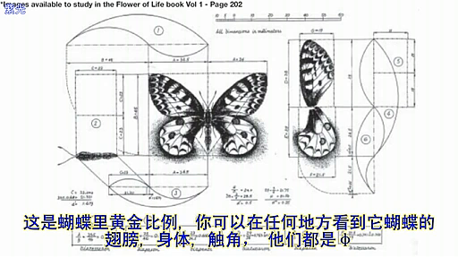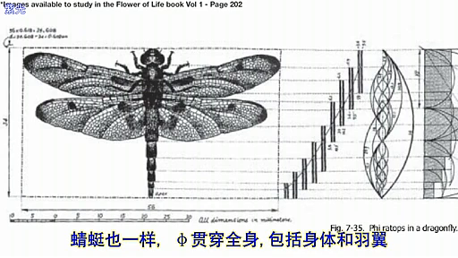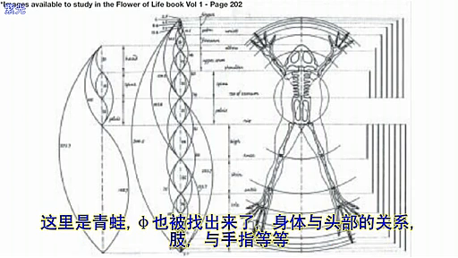Here is the Phi ratio in butterflies. You can see this ratio everywhere, from the wing size to the body to the antennas. They're all Phi ratios. Here's dragonflies. It's the same story. Phi runs along the entire body, and the relation to the body and the wings. Here it is in frogs. Phi is found throughout the body in relation to the head, to the arms, to the fingers, and so on.